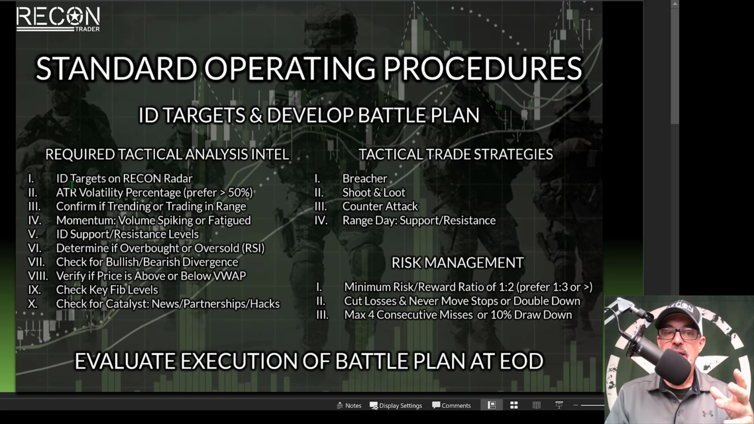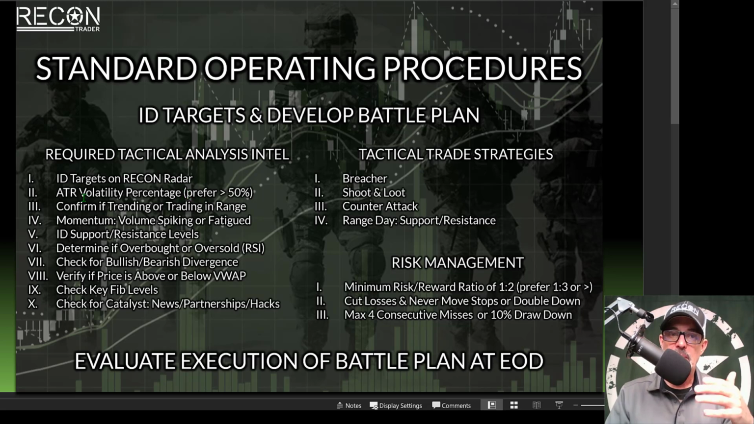Now, I basically ID targets from my RECON radar. There's only a handful of targets that I trade on a daily basis. I do not trade crap coins. In addition, I don't trade just any random crypto asset. And by keeping my targets to a small select few, I am very familiar with their price action, and it makes it a lot easier for me to understand what's going on when I'm trading those targets.